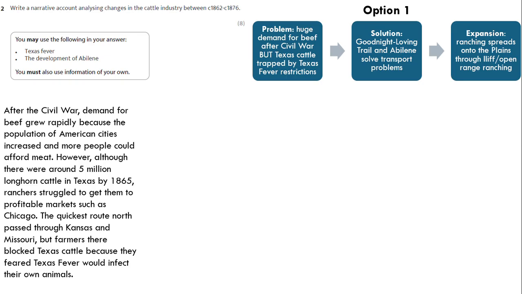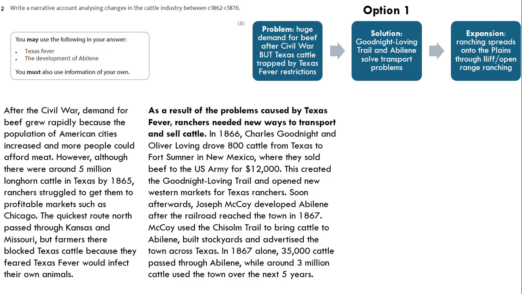If you've got space, you could even write about the fact that a cow cost $5 in Texas but $40 in Chicago, which is why it's a profitable market. We then need our second paragraph, our middle, and we need a linking sentence. So here's our linking sentence in bold.